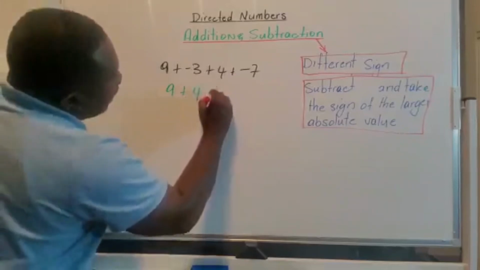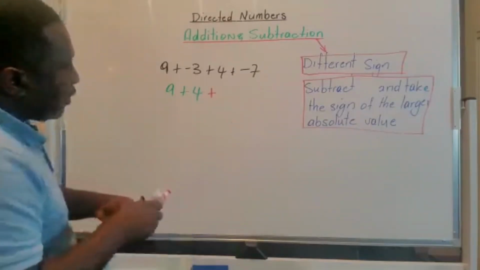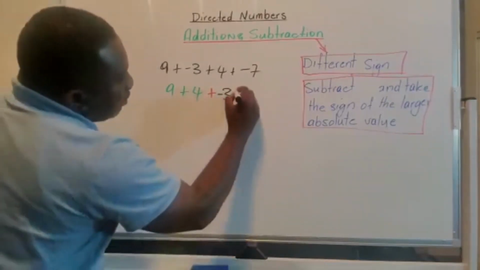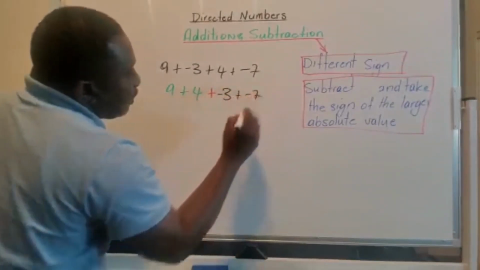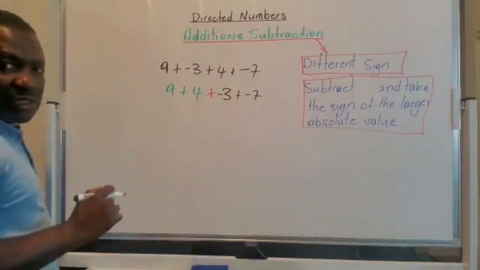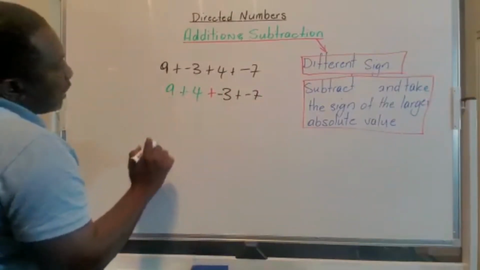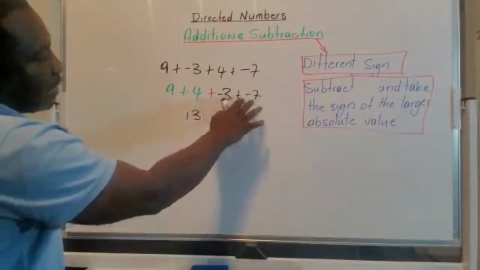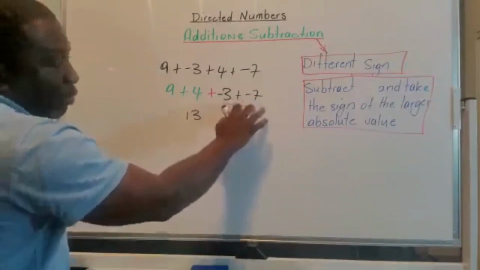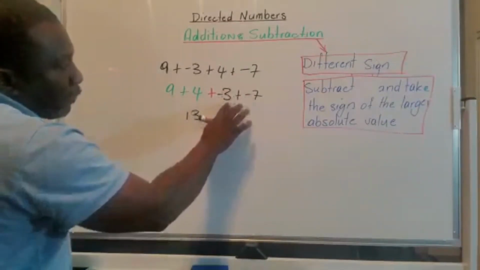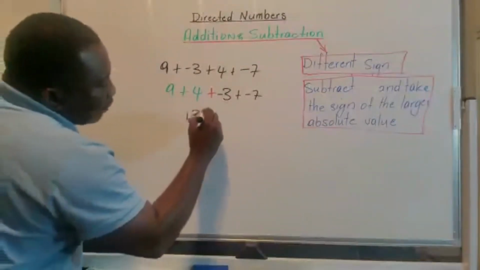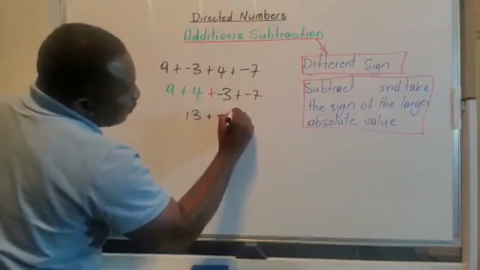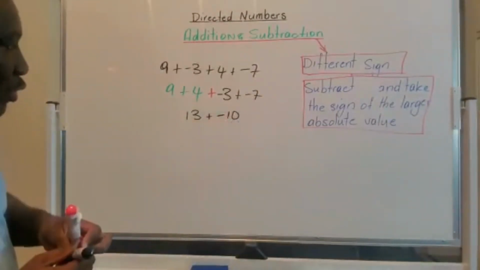Here we will be adding negative 3 plus negative 7. So I'm grouping according to signs. 9 and 4 will give us 13, which is positive. Likewise, we are adding two negatives, our outcome will be negative. Negative 3 with negative 7 will result in negative 10.